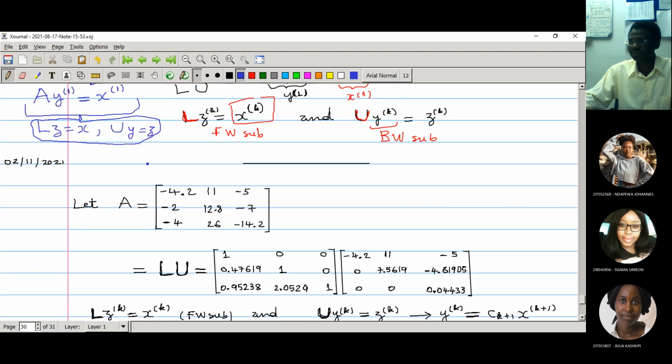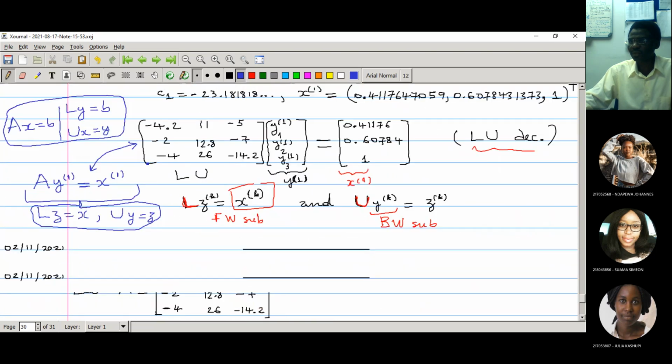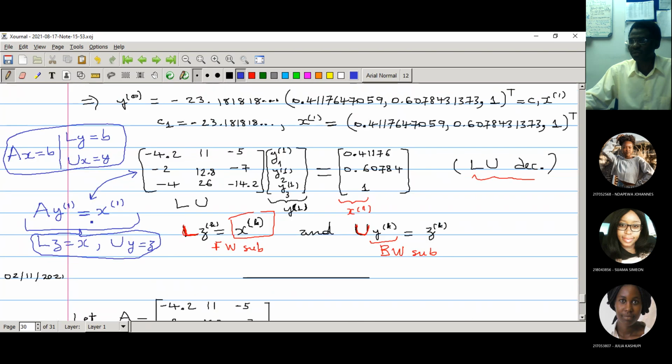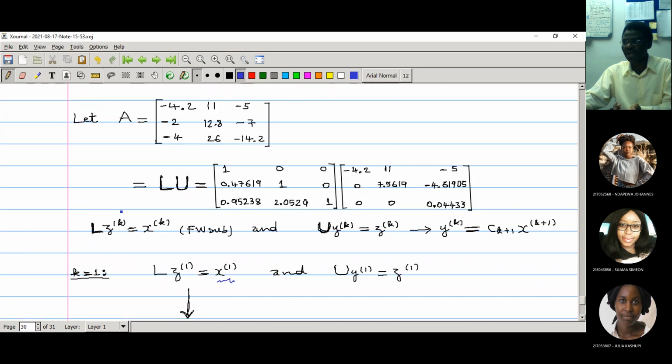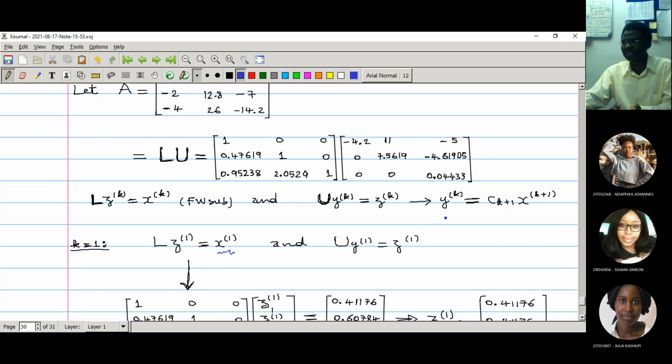For each, because this is what you are solving actually. A, Y equal to X. You know X initially, you generate your Y. From the Y, you get the next X. And from the Y, this is how you generate your next X. You see that this is the next X that you generate from Y.